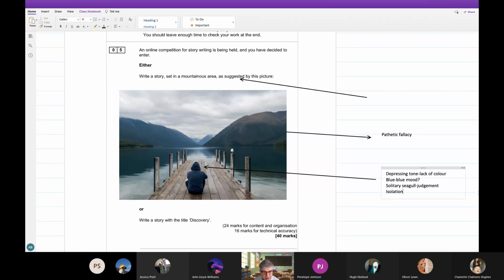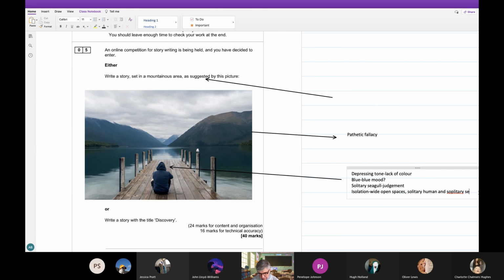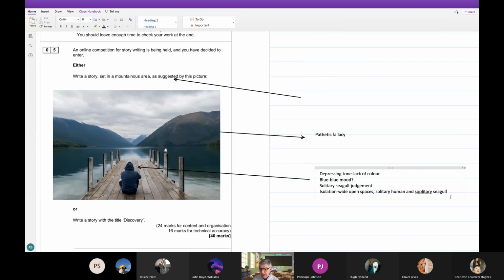it's just full of isolation here, isn't it? We've got wide open spaces. And so we've got the solitary human and the solitary seagull, haven't we? So that sense of isolation can make it come across as quite depressing, negative. Okay? Maybe the seagull could be a reincarnation of a family member or something, and that could be why he's sad.